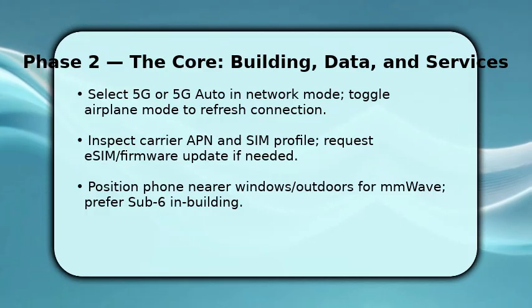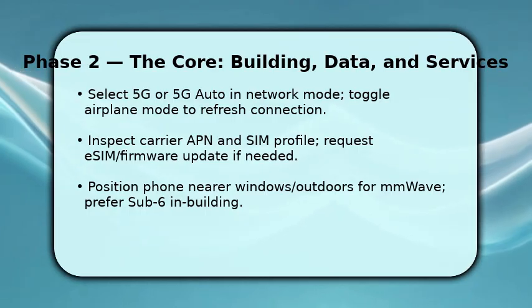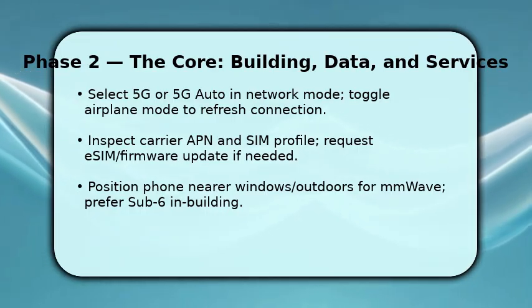For speed, position the phone near windows or outdoors for mmWave. Otherwise, Sub-6 offers better building penetration and stable coverage.